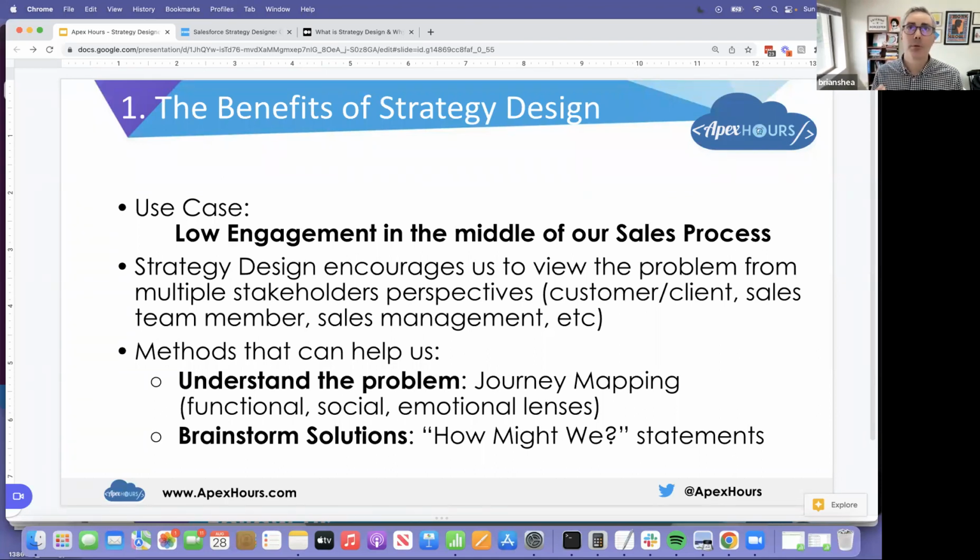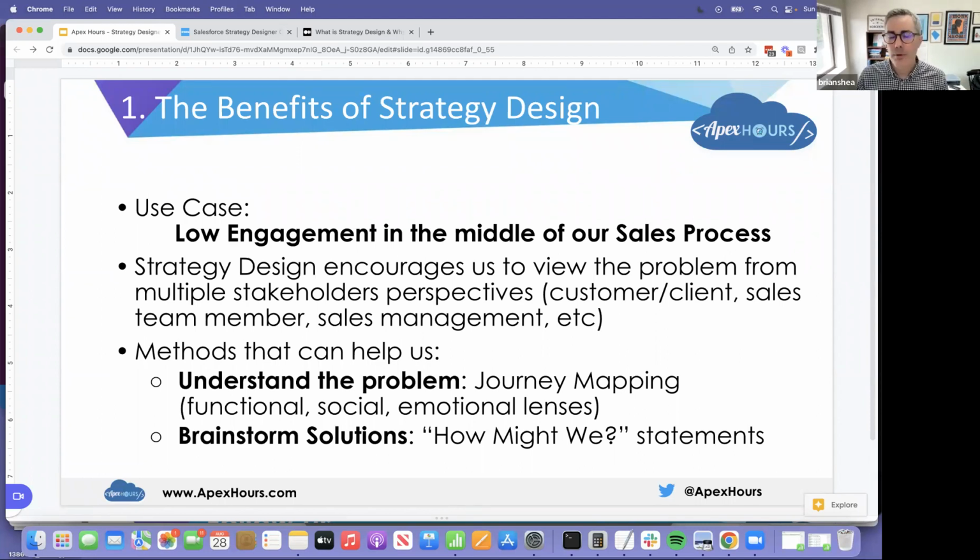So not just look at this problem from the perspective of us as salespeople, but how is this sales process not working for our customers and clients as well. So in terms of methods that we talked about yesterday that can help us with this problem, one of the methods we talked about was journey mapping, and how journey mapping can help us understand what's currently happening in this process, and where the challenges lie.